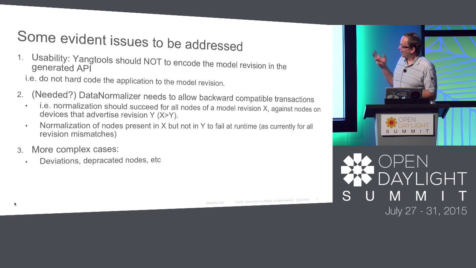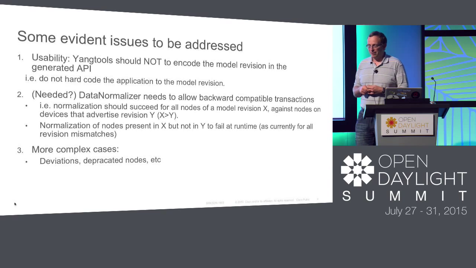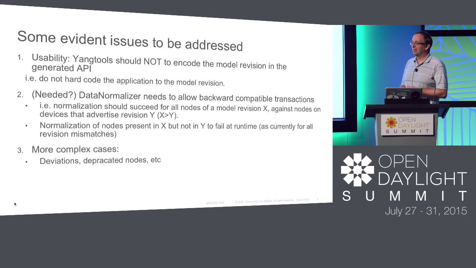We have the expert. And there are, of course, more complex cases to deal with special Yang things like deviations and the deprecation of nodes, which can happen in revised models. But still, they cannot be mandatory ones. So, well, at least there's a saving grace. But I think the first point, from a Yangtools perspective, is what I was explaining earlier: one, it is evident not to bake the revision date into the API signature, and two, the data normalizer needs to allow it.